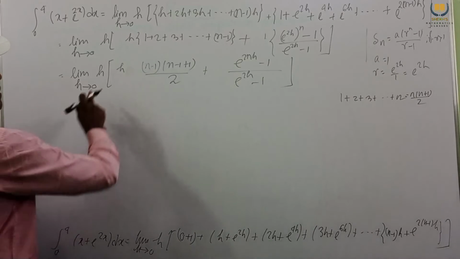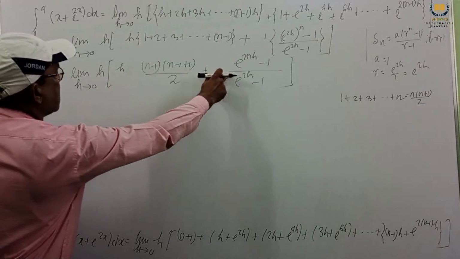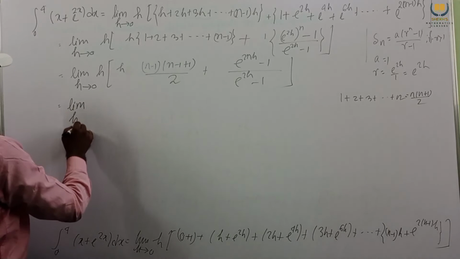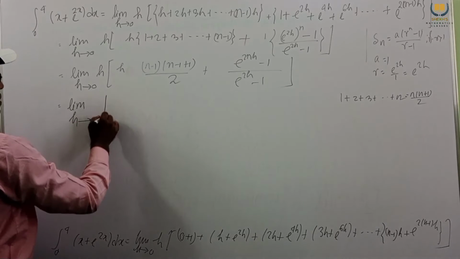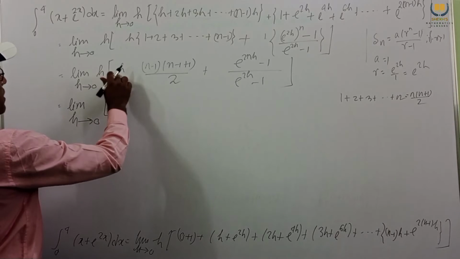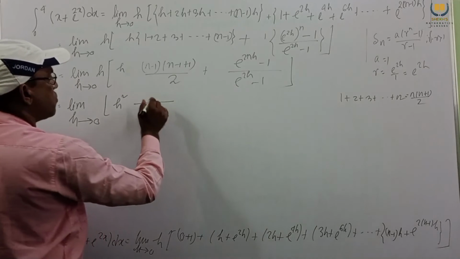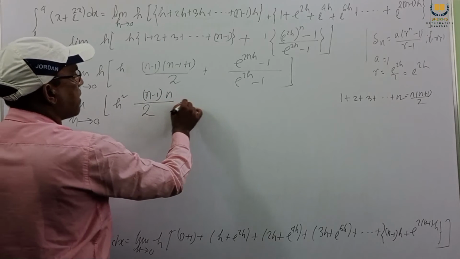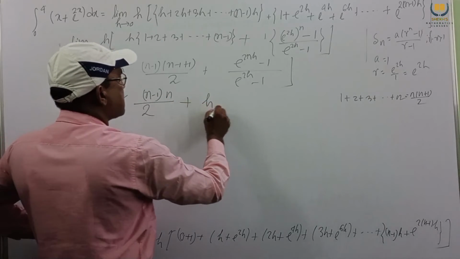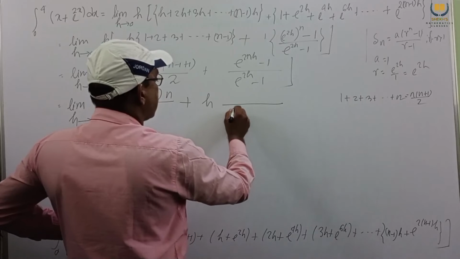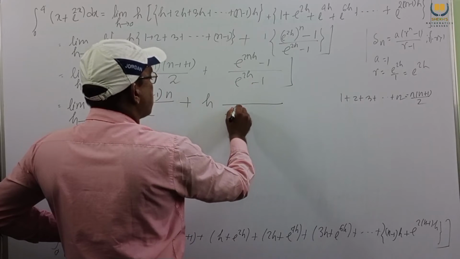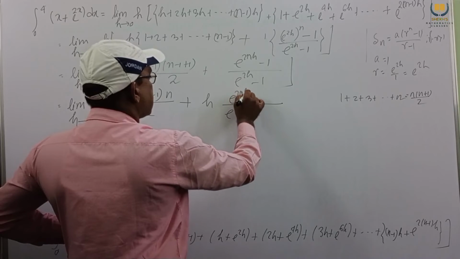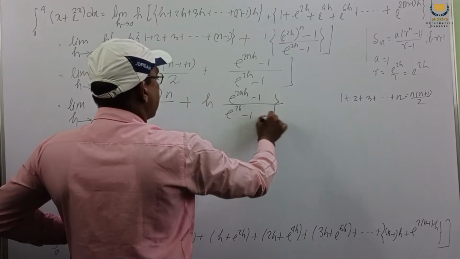Next, multiplying h with this and this also. So limit h tends to 0, this is h square, this one is (n minus 1) into (n plus h), and this is the limit of (e to the power 2h minus 1) over (e to the power 2nh minus 1). We get this one.